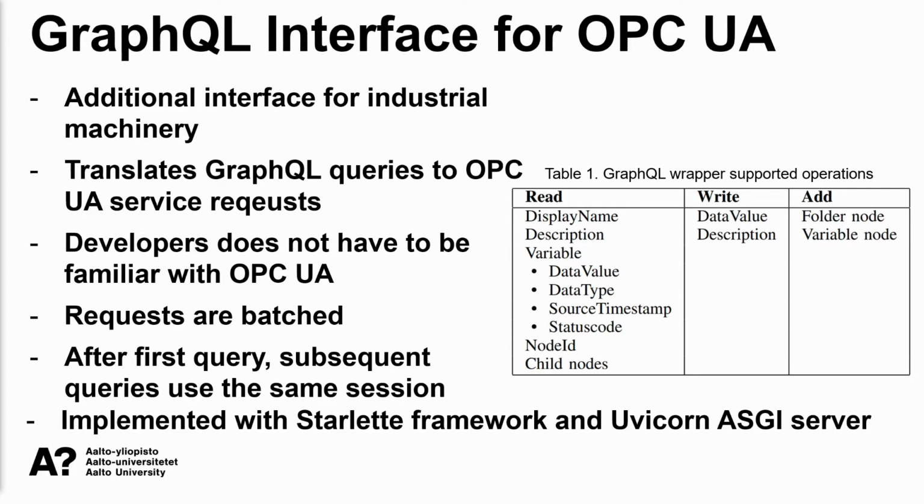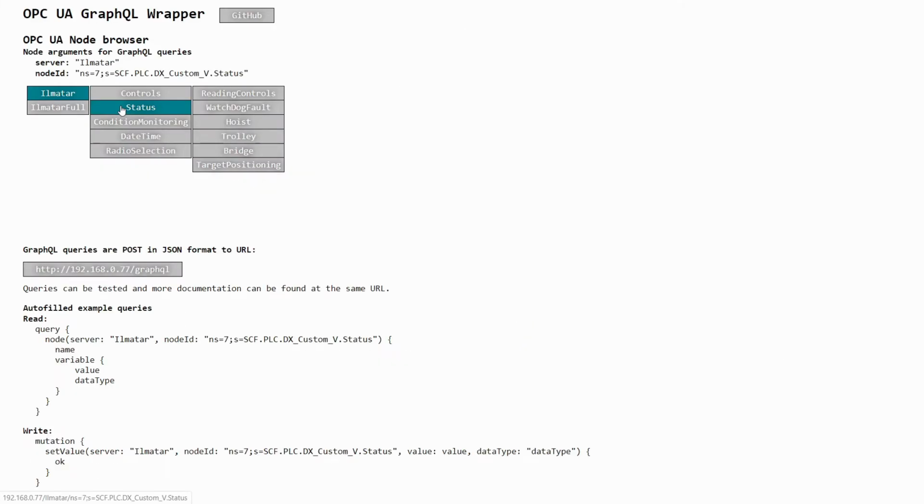The wrapper was implemented with the Starlette Python web framework and the Uvicorn Asynchronous Server Gateway Interface server. Starlette was chosen because it is considered one of the fastest Python web frameworks. The Graphene library was used to build the schema, and communication with the OPC UA server was implemented using the Python OPC UA library. The GraphQL wrapper is also containerized with Docker to allow quick deployment.